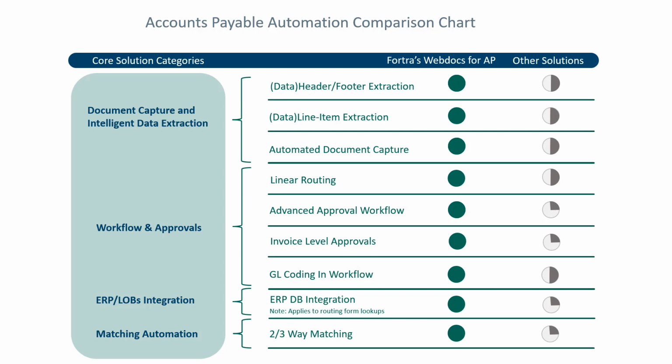So if you look at those core solution categories, something to think about is document capture and intelligent data extraction processes, right? What kind of data do I need to bring into the system? Header, footer, line item detail, automated capture from different locations. And then what's my workflow requirement? Is there GL coding? Is there line item approvals? All that good stuff that we need to do there. ERP integration is another one. And then that matching part at the end there.